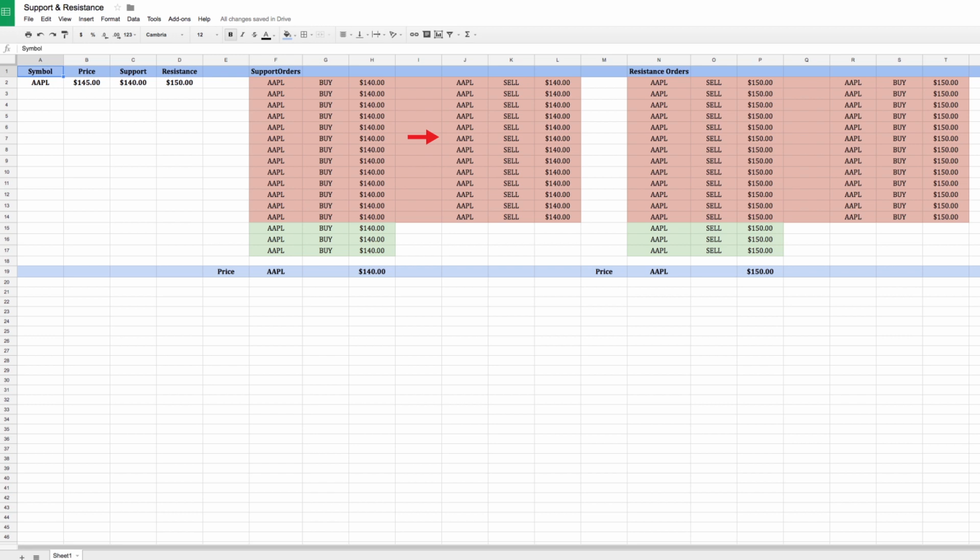So if $140 is really a true support level, then there'll be more buy orders at $140, and so the stock price will remain at that price because there's still people buying it at that. And for resistance, it's the opposite.